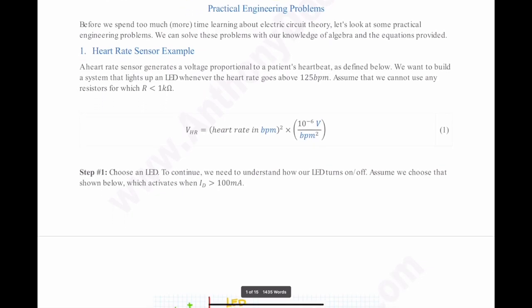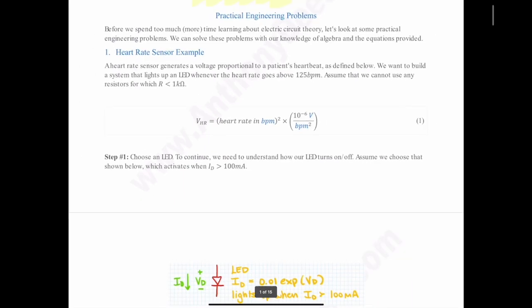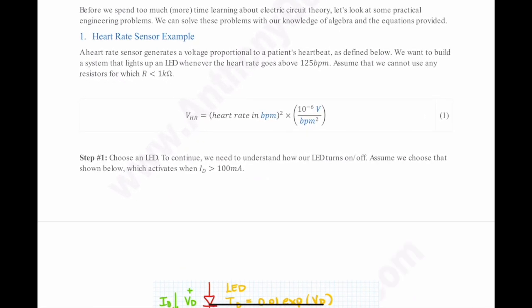The first one that I formulated was a basic heart rate sensor. So we have a heart rate sensor that generates a voltage proportional to a patient's heartbeat, as defined below. We want to build a system that lights up an LED whenever the heart rate goes above 125 beats per minute. Let's assume that we cannot use any resistors for which the value is less than 1000 ohms.